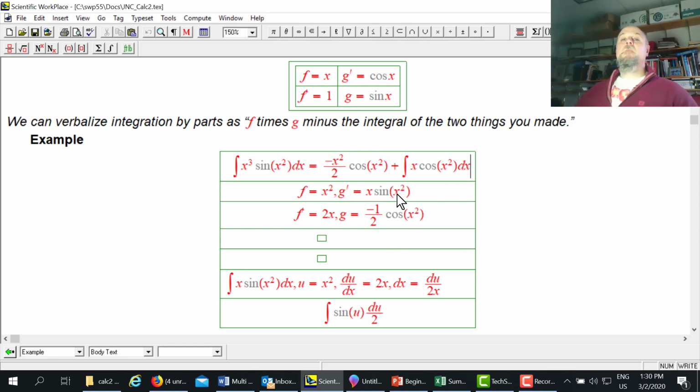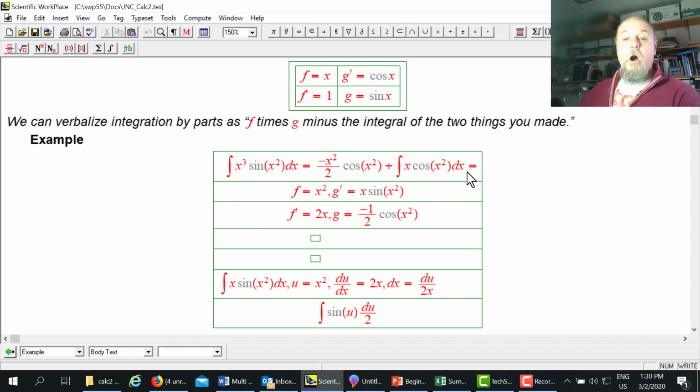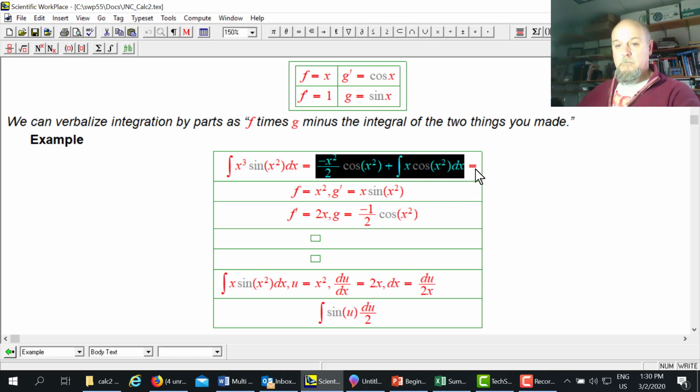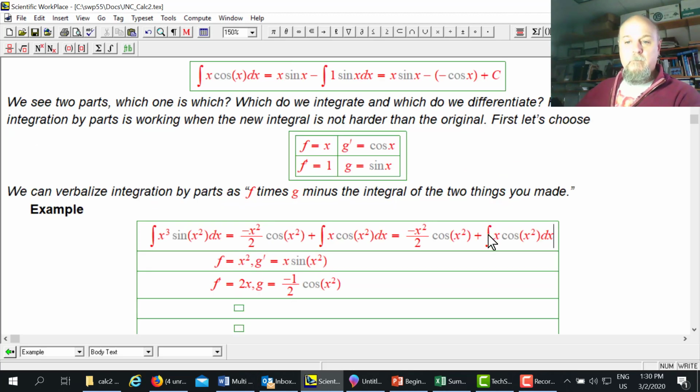Now, we're going in the right direction if the new integral I made is easier than the old integral. Oh yeah, this was x cubed times trig, and now this is x times trig. It got easier. All we have to do is this last integral. So let's clean this up. We already integrated x times trig, so we can do this integral.